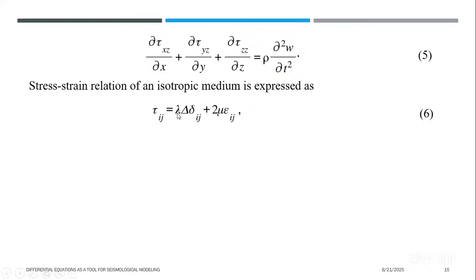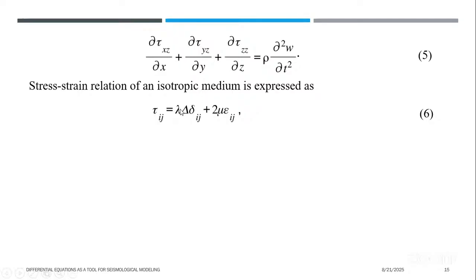Lambda is one stiffness constant associated with the volumetric strain. And volumetric strain means, if the volume gets changed, that term is given by delta, the cubical dilatation, the volumetric strain.